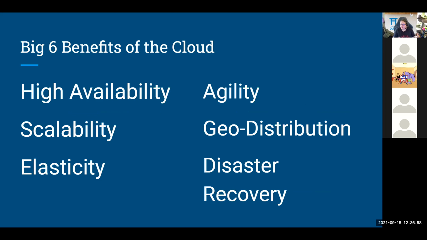So here are the biggest benefits of the cloud. It's highly available. It's scalable. It's elastic, as in you can expand it, and you can scale back if you need to. Well, that's scalability, but you can always expand as you need to, or you can expand in a certain way and come back in another. Agility, geo-distribution, and disaster recovery. One of my other favorite things about the cloud is that disaster thing.